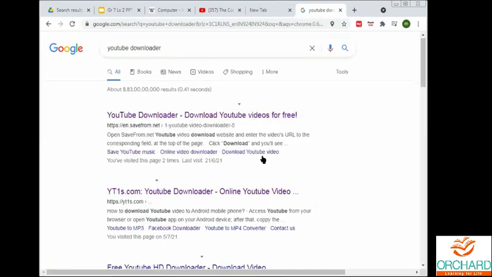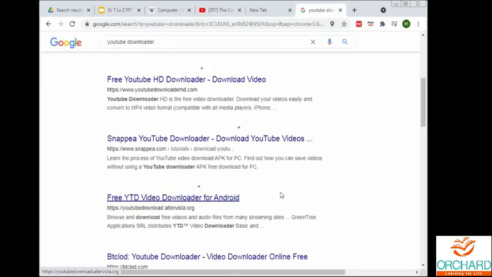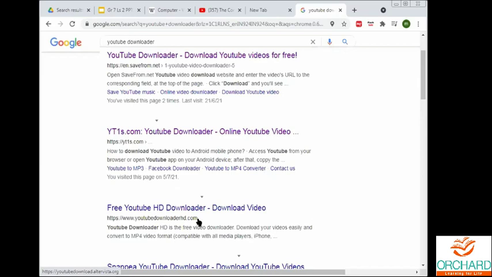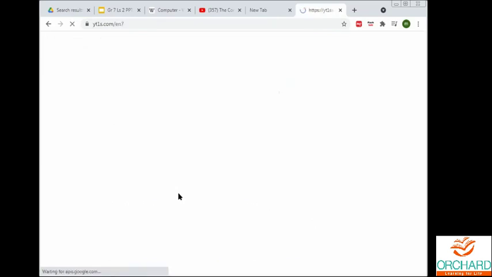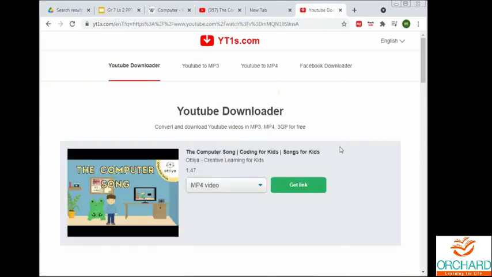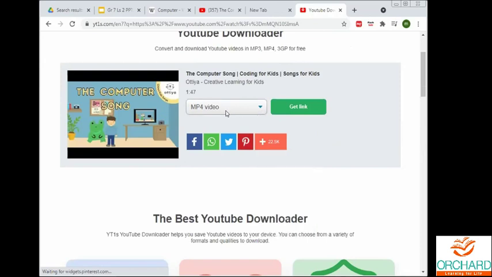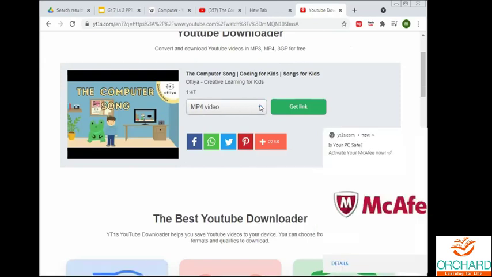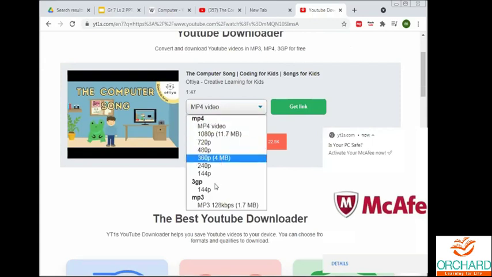You will see so many downloaders. You can choose any one downloader. Paste your link here and click convert. Here you have a drop down arrow. Click this drop down arrow if you want to convert to any other format, like MP3 or MP4.